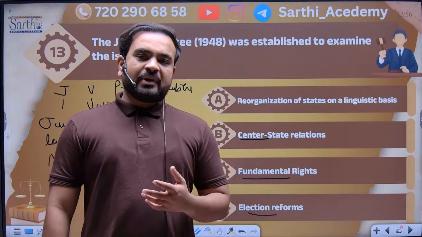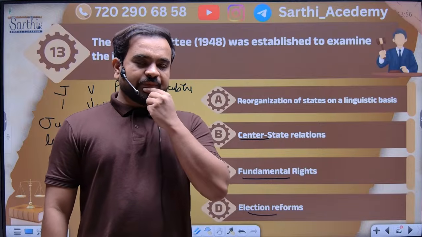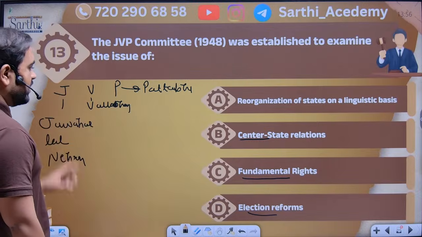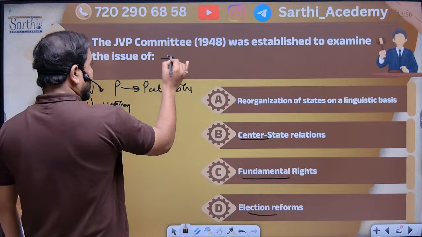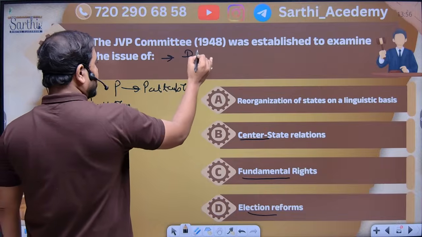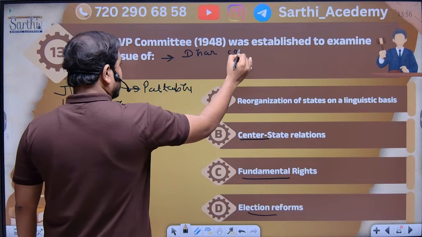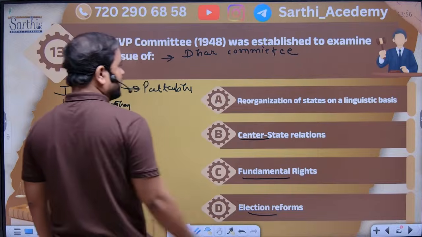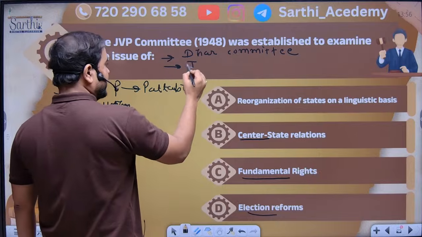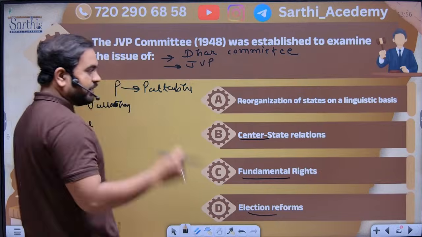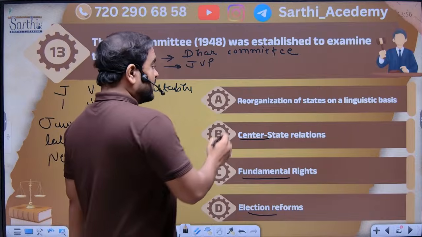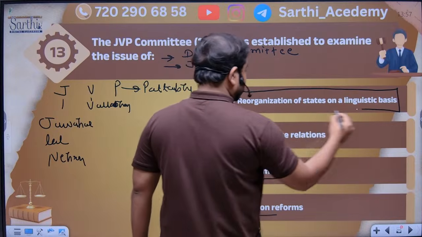It was formed with three members. One was chairperson. Jawaharlal Nehru was chairperson of that committee. See, there was one Dhar Ayog. Agar you know, Dhar committee was there. Then JVP committee was also there. That committee was formed to examine the recognition of state on linguistic basis.